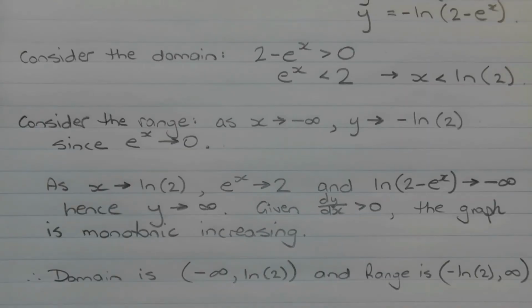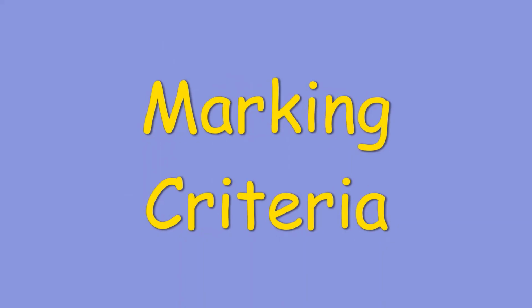So putting that all together, the domain of the function is negative infinity comma ln of 2 in interval notation, noting the round brackets, so it doesn't include the endpoints. And the same thing goes for the range. We're using round brackets because the endpoints are not included. And the range is negative ln of 2 comma infinity.